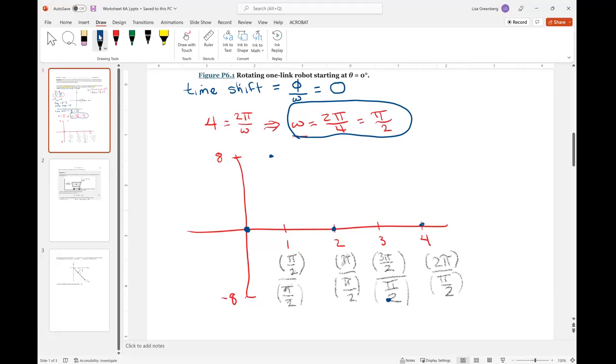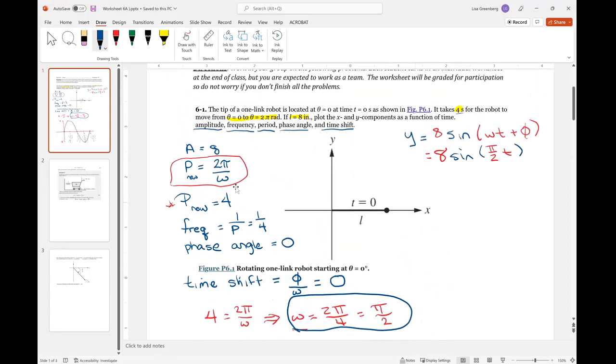Okay, now I think I've explained what I need to, and then let's just draw a graph in. So we go up there, go down to here, down to here, and up to here. And that is 1 period.